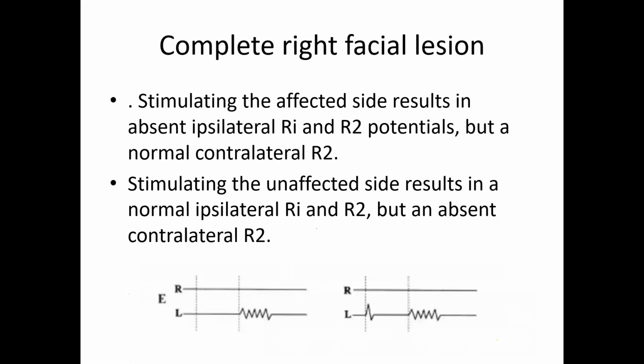So then, suppose a complete right facial lesion happens. Then what is going to happen? So with a complete right side lesion, on the affected side the result is absent R1, R2, and contralateral R2 will come. If you stimulate on the unaffected side, there is normal ipsilateral R1, R2, but contralateral R2 will be absent. Okay.